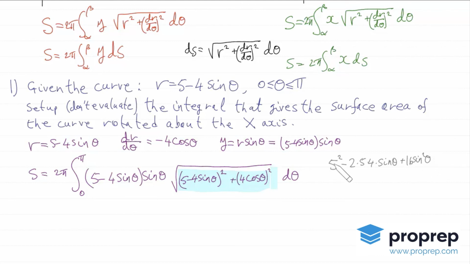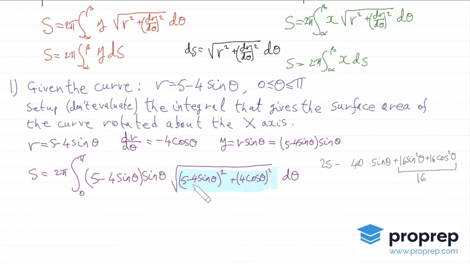5 squared is 25, and 2 times 5 times 4 is 40. But I still haven't taken the last bit, which is 4 squared, which is 16, and cosine squared theta. Now, the only thing that really simplifies is that because sine squared theta plus cosine squared theta is 1, this bit just comes out to be 16.